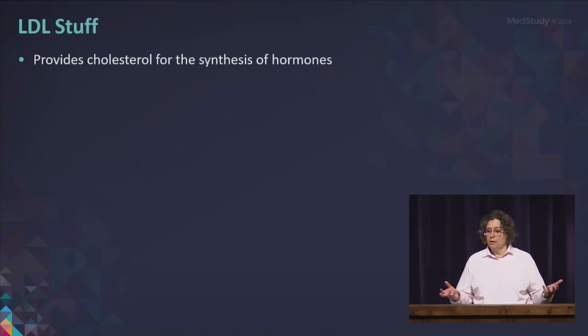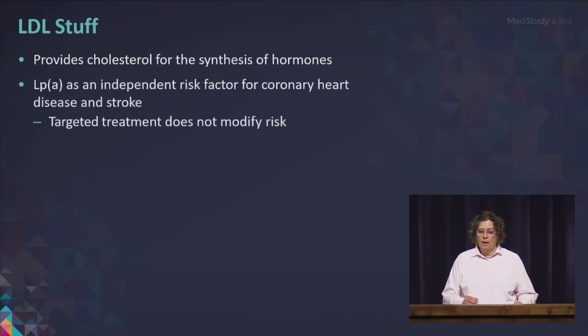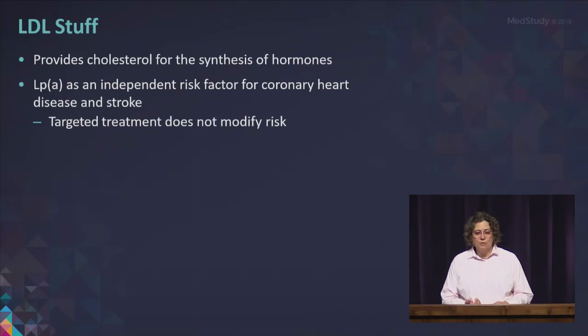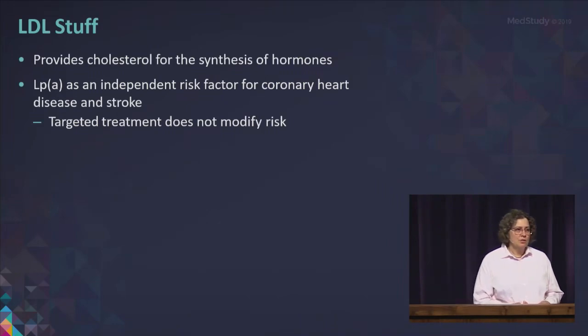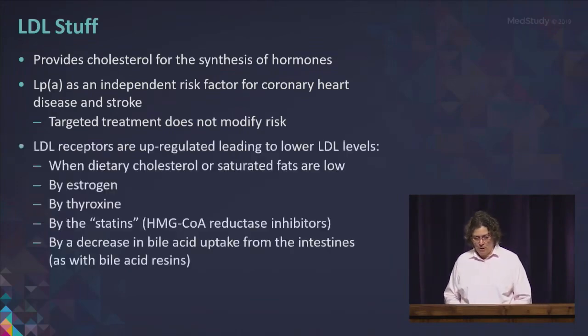So cholesterol is required for the synthesis. LDL is cholesterol. It provides for the synthesis of hormones. Lp(a) is an independent risk factor for coronary heart disease and stroke. But targeted treatment does not modify risk. Do y'all know what will decrease Lp(a)? Niacin, exactly. So the answer on the boards is never to check it and never to treat it if it is checked because we don't have outcomes that make a difference, okay? But yes, in practice, niacin would be a very good treatment option.